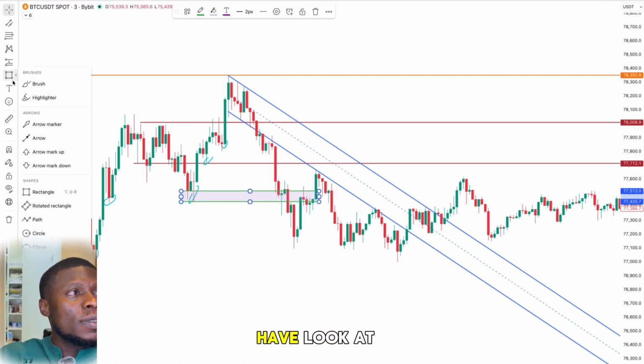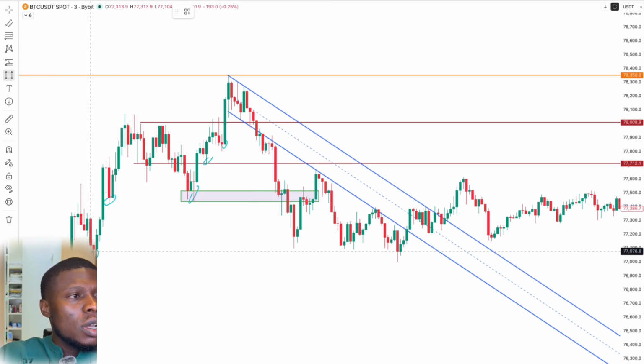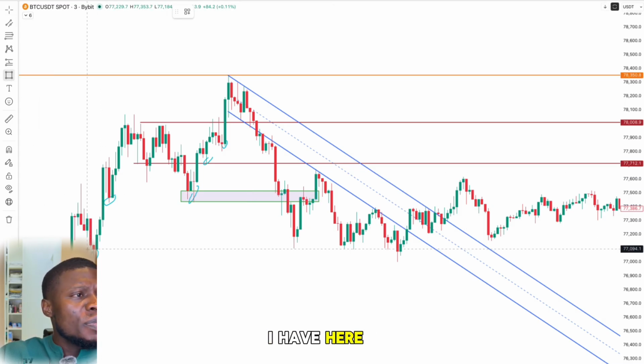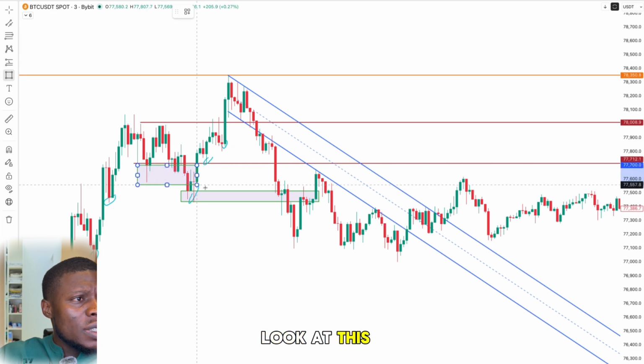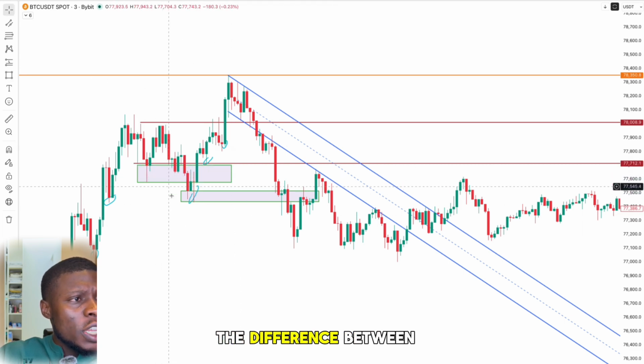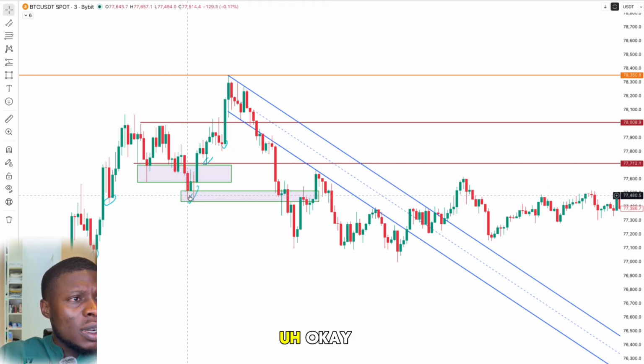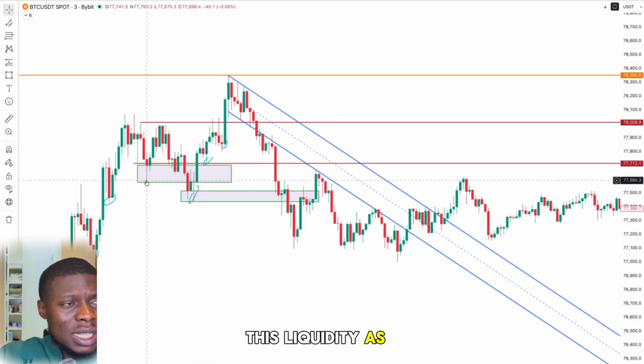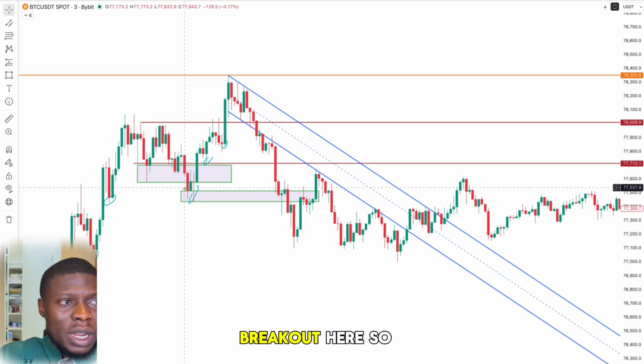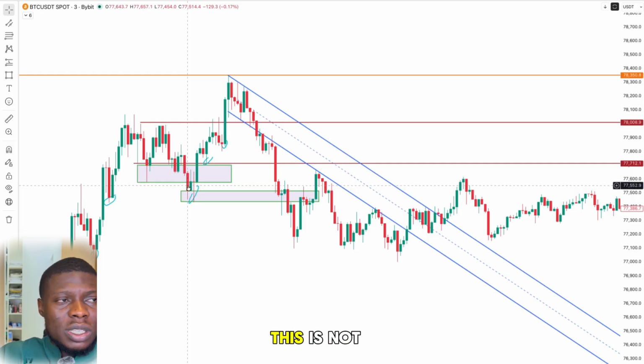So if I look at these two areas I have here, look at this first area. The difference between this, okay, we're not looking at this, but I'm using this liquidity, as in this liquidity, I had a breakout here. So this is not valid.